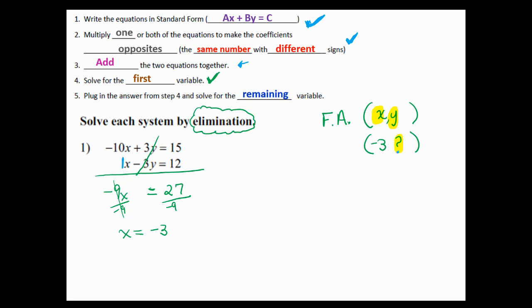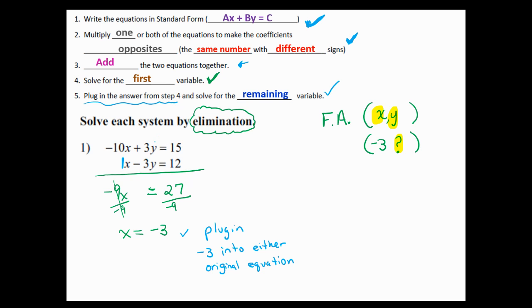Okay, so how do we find the y? It says the next step right here: plug in the answer that you just got in step 4. So that's right here, plug it in and solve for the remaining variable. Well, where do you plug it in? So you plug in the negative 3 into either original equation. And it doesn't matter which one that you pick.